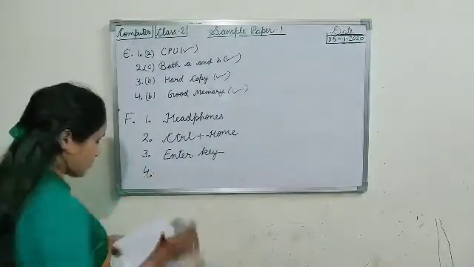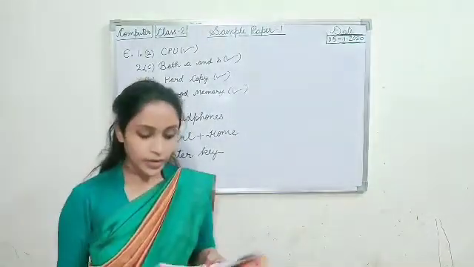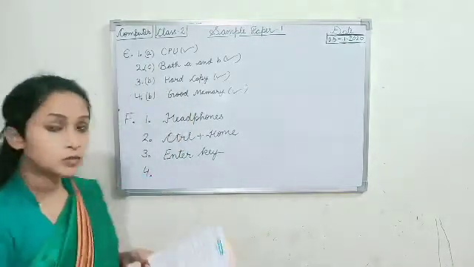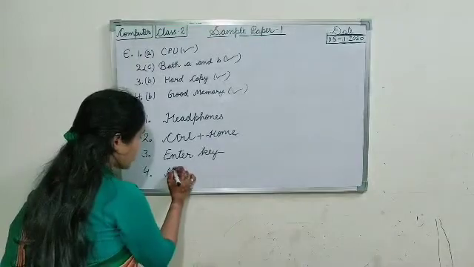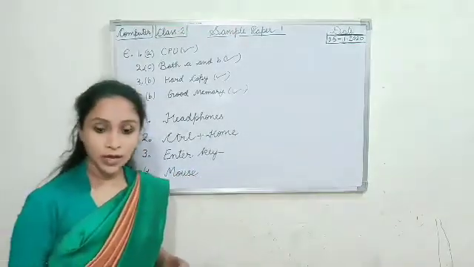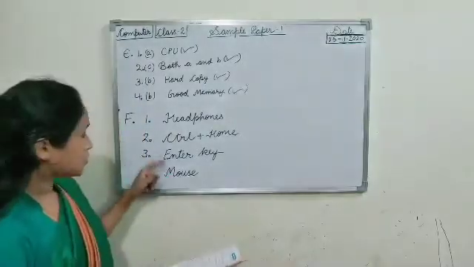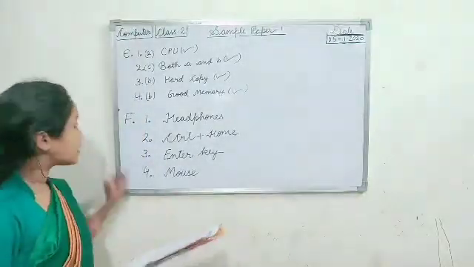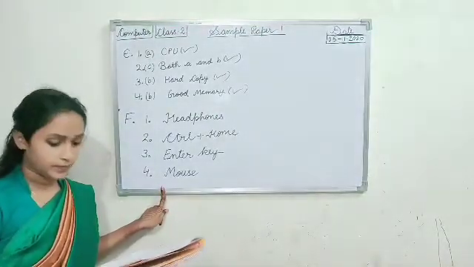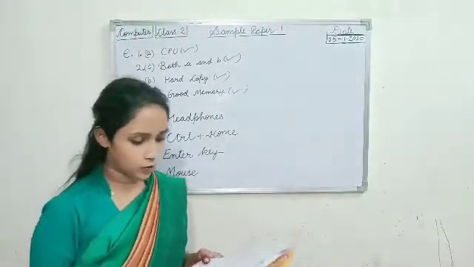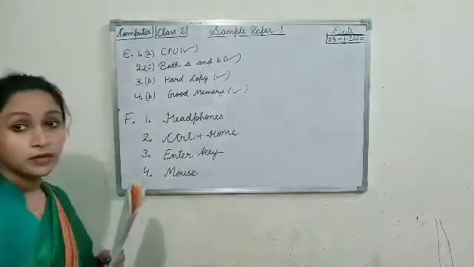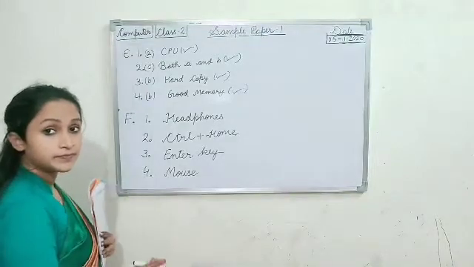Clear? Fourth, name the part of a computer which is used to draw pictures and play games. So mouse is used to draw pictures and play games. Okay? Write in your book, answer in one word. In F part you have to write these 4 answers. Okay? Next, answer the following. G, answer the following. Have you written?